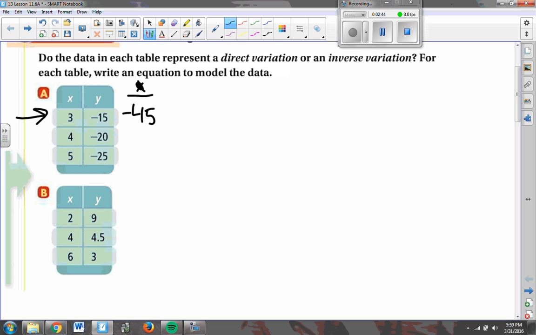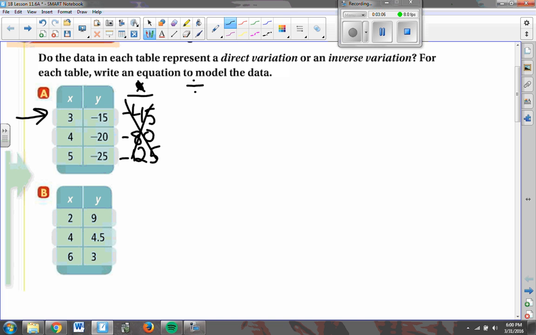Multiply. 4 times negative 20 is negative 80. 5 times negative 25 is negative 125. These are not the same, so this is not an indirect variation, because remember, indirect variation means multiplying the x and y together will always give the same number.